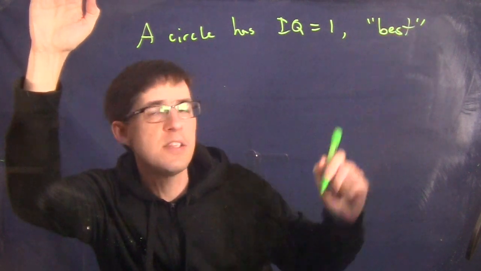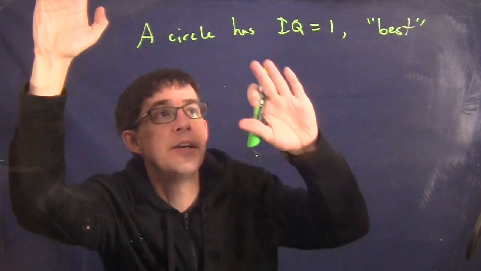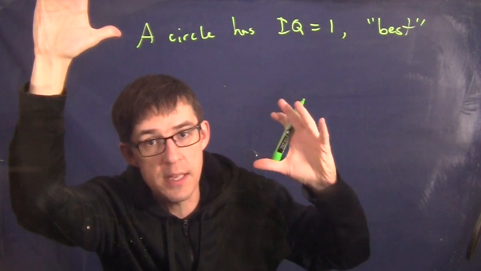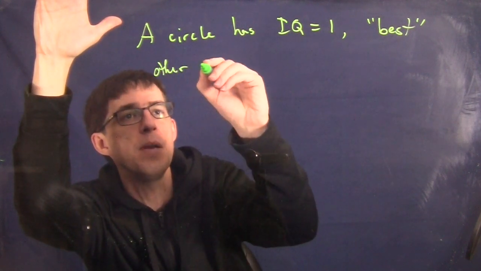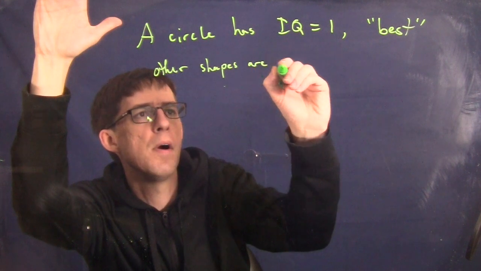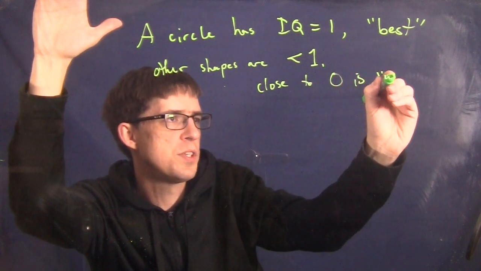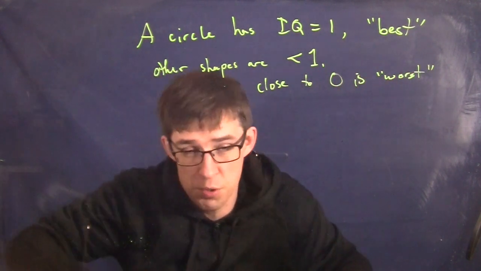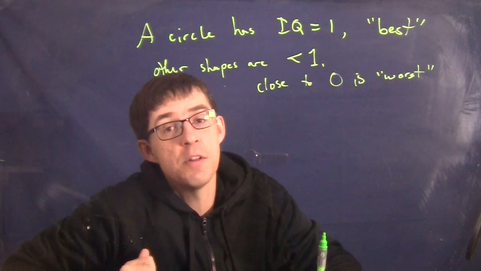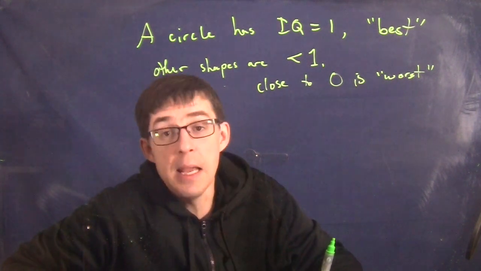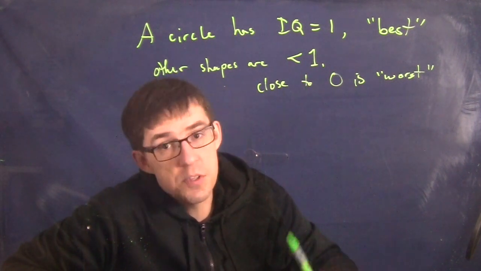So a circle has isoperimetric quotient equal to 1, and this is regarded as the best in terms of how weird the shape is. In terms of the isoperimetric quotient, the circle is regarded as like the ideal shape, the best possible shape, least weird shape. Other shapes, any other shape, are less than 1, and close to 0 is worst. Actually, it's not technically possible to have the isoperimetric quotient equal to 0. That would require the area actually equals 0. But they can be quite close to 0, and the closer you get to 0, the worse the shape is. It's exactly the same idea behind the convex hull ratio, where close to 1 means a good shape, close to 0 means a bad shape.